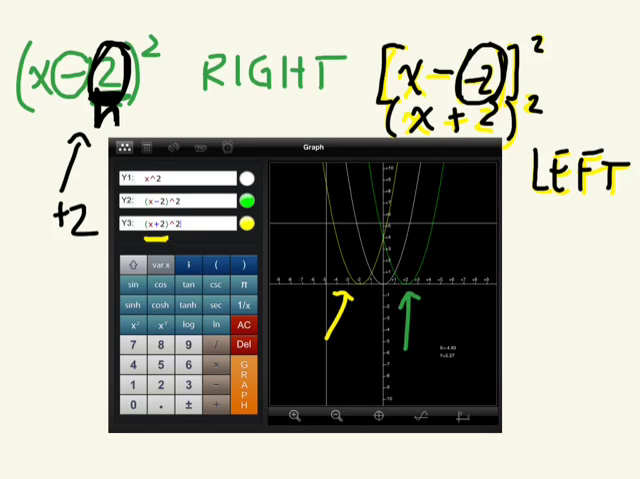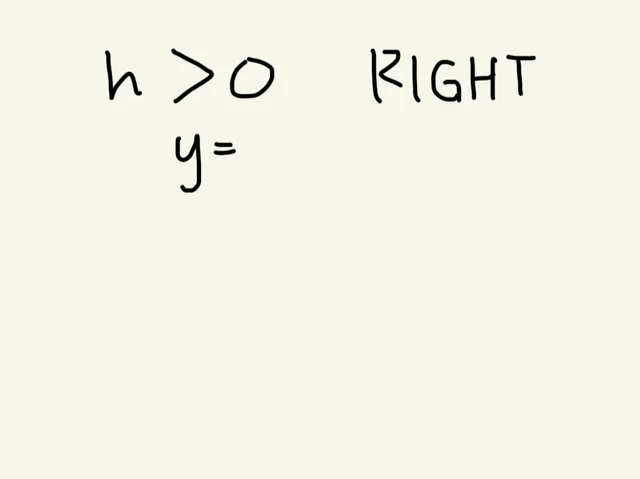When you plug it into the equation, though, it becomes x minus 2, because the equation in vertex form is y equals a times x minus h squared plus k. You're just replacing the h. So if h is greater than 0, it's going to move to the right. And the equation will look something like this: x minus, let's say, 5 squared.